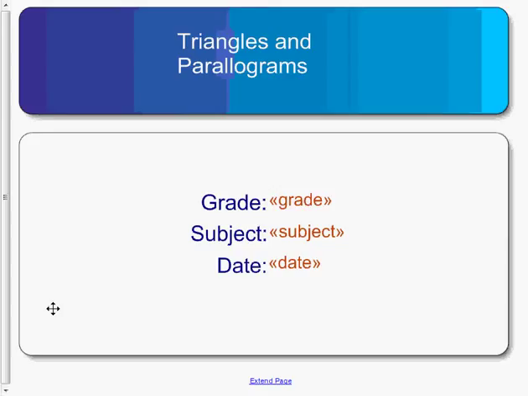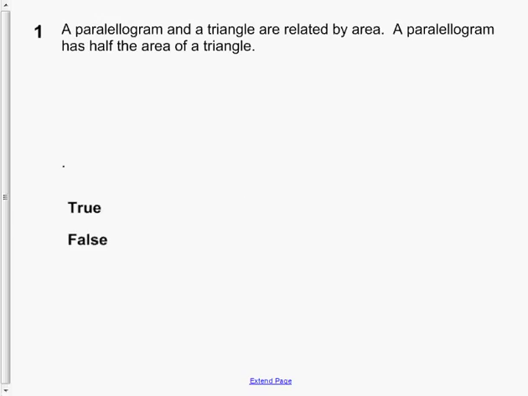Okay, grade 7, this is your triangle and parallelogram final test. If you have any questions, raise your hand and I'll press pause in the video and we can address your questions. Question 1 says a parallelogram and a triangle are related by area.